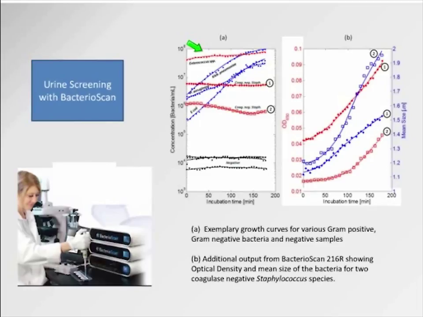On the right, on B, on this particular chart, you can see the additional output from the BacterioScan showing the optical density on the left and the mean size of the bacteria for 2 coagulase negative staph, labeled as 1 and 2, over 0 to 200 minutes of incubation time. You can see the growth curves of these organisms and the fact that the machine can detect that, as compared to the negative, we're actually seeing growth of organisms above a particular optical density and a particular mean size for these two different coagulase-negative staph. So these are the results that one would expect out of the urine screening using the BacterioScan. We can definitely see changes in the growth curves as these urines are considered positive.